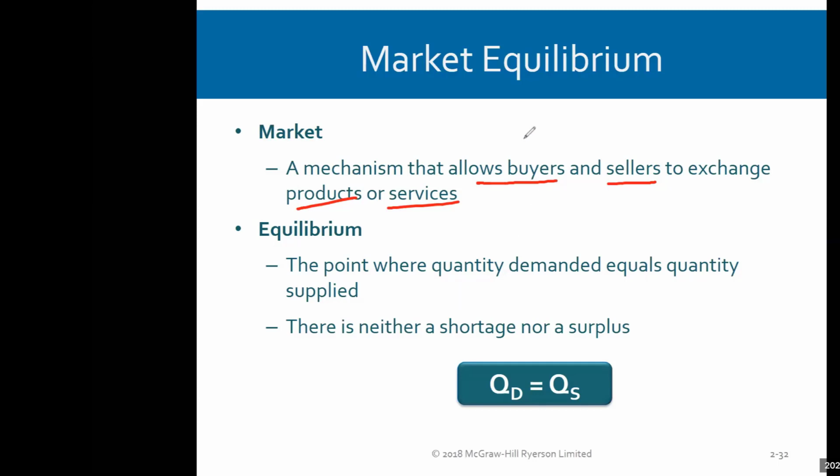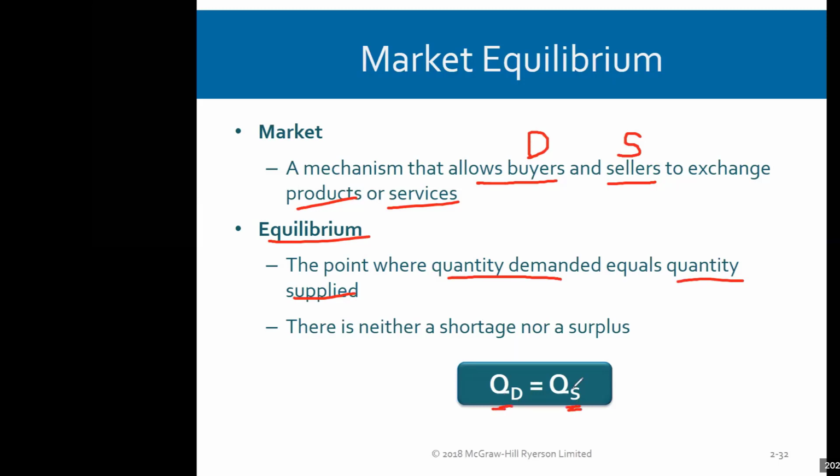So buyers are the ones carrying the demand curve on their shoulders, and sellers are all carrying the supply curve, and they all get together and try to find an equilibrium. You try and break out a price that works for everybody. So we define equilibrium as a point where quantity demanded equals quantity supplied. Right down here it says QD equals QS.